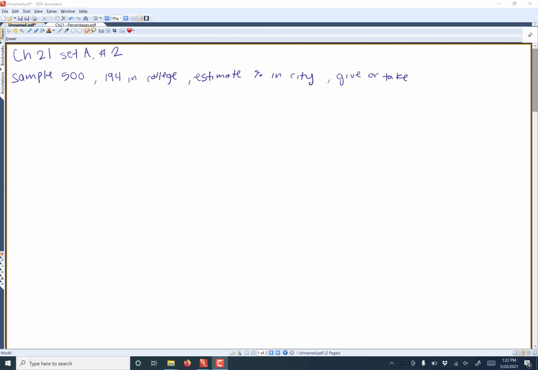This is chapter 21, set A number 2. So we're told that we have a city with about 100,000 people. We took a sample of 500 and 194 of those people were in college, and we want to estimate the overall percentage for the entire city that would be in college, and we want to put a give or take on that.